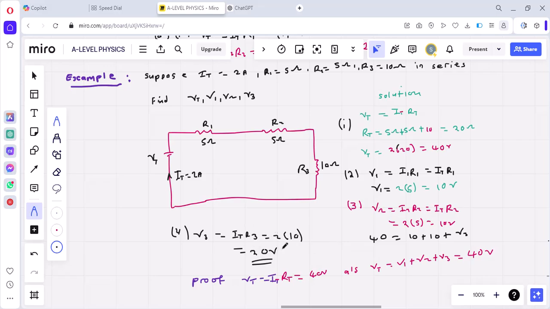But if you want to get the proof, then you can add all the voltages to see if you will get 40, which we said is the total voltage of the circuit. So that's how you handle problems that involve resistors that are connected in series.